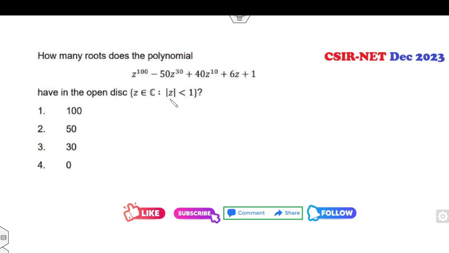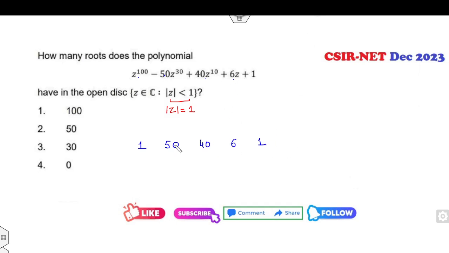Look at that. What is the curve? Curve is circle, radius 1. So can you find the absolute value? It is a 1. Second value is my 50. Third value is my 40. Next value is my 6. Last value is my 1.